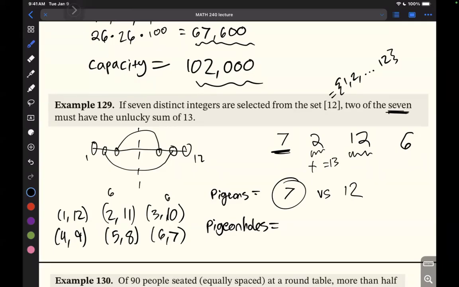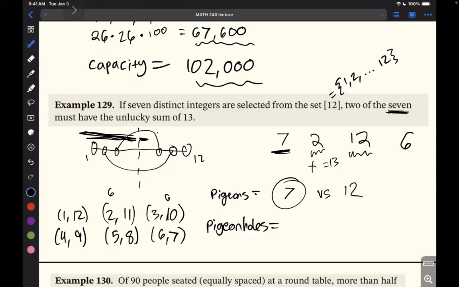So these end up being our pigeonholes. Because if I've got 12 numbers in a hat and I'm picking 7 of them, I've picked at least 6, and I've picked one more than 6. So even in the worst case, if I pick 1, 2, 3, 4, 5, 6, I've picked another one. I picked a 7th number, so it falls into that pigeonhole.